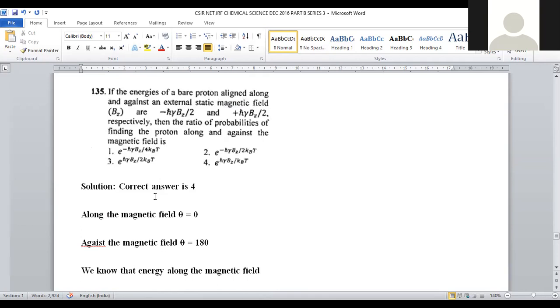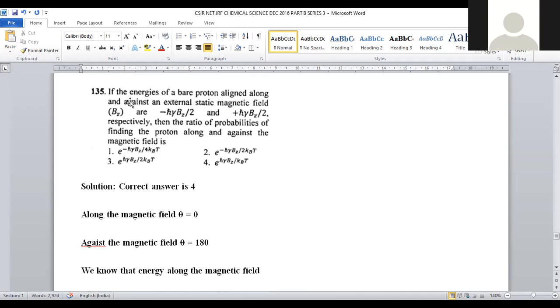Let us move on to question number 135. If energies of a bare proton aligned along and against an external static magnetic field Bz are minus h-bar gamma Bz by 2 and plus h-bar gamma Bz by 2 respectively, right?